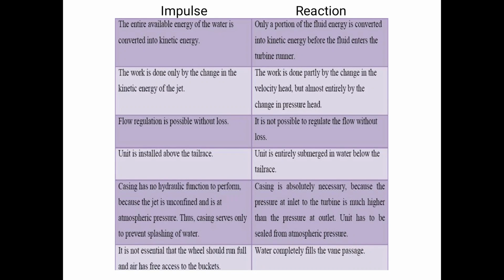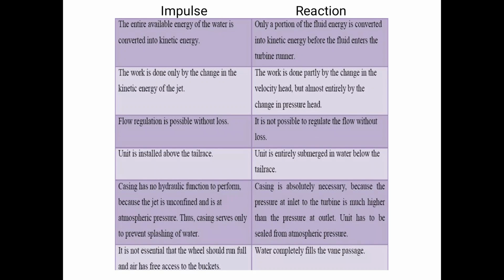Third one, in impulse turbine, flow regulation is possible without loss. In reaction turbine, it is not possible. The unit is installed above the tail race in impulse turbine. In reaction turbine, it is submerged in water below the tail race. We are going to study this in the next unit, next topic.